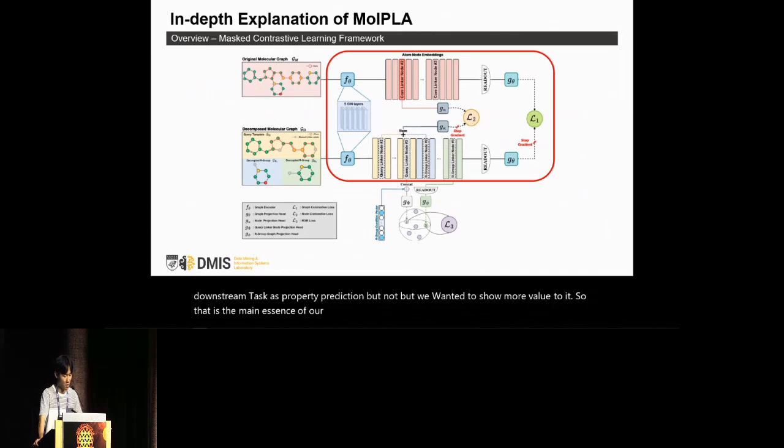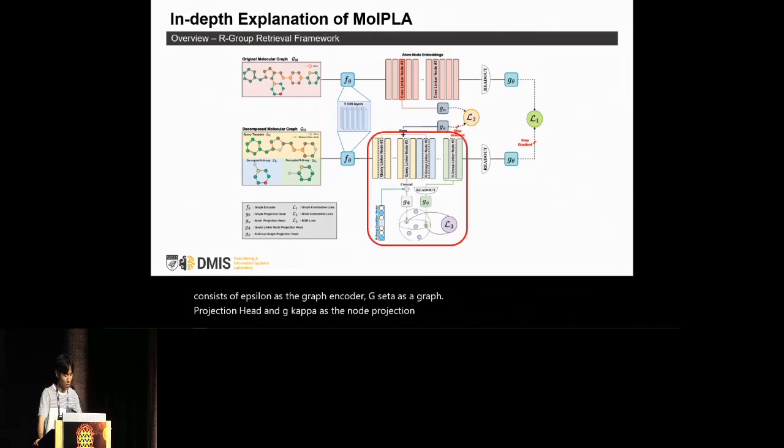So this is the MolPLA framework, and it actually consists of 2 different frameworks. One is called the mask contrastive learning framework, which consists of F theta as the graph encoder, G theta as the graph projection head, and G kappa as the node projection head. And the other framework is called the R group retrieval framework, which I will explain a little bit in detail.